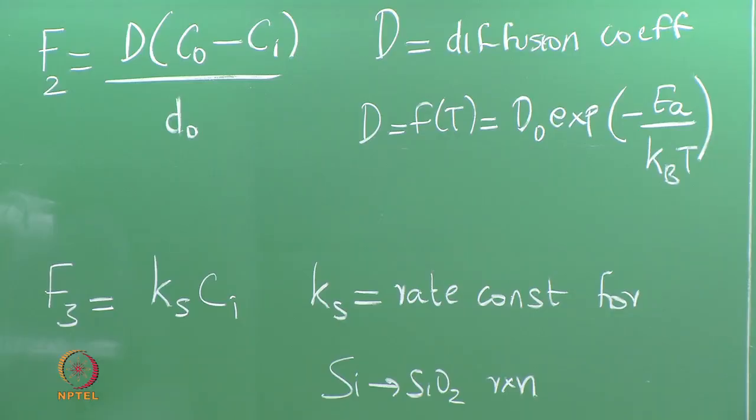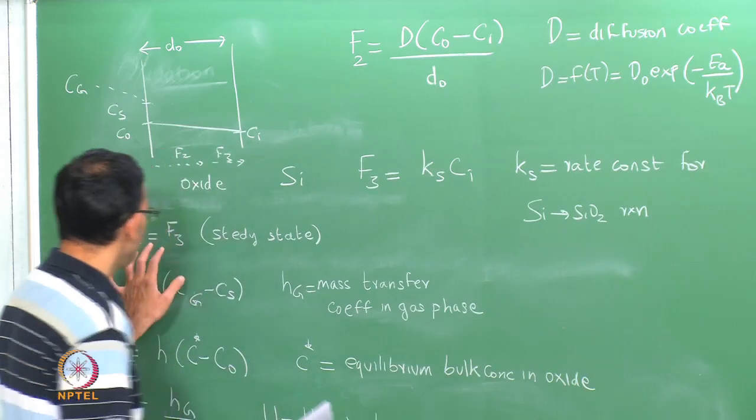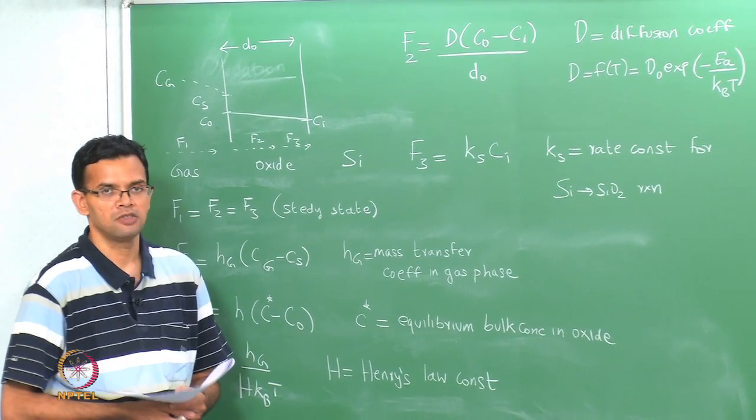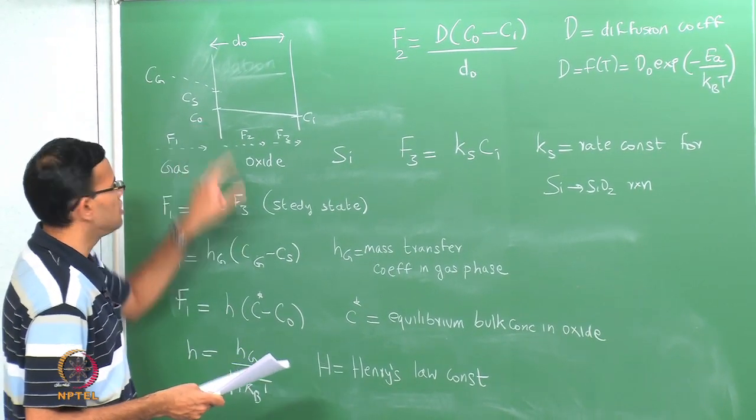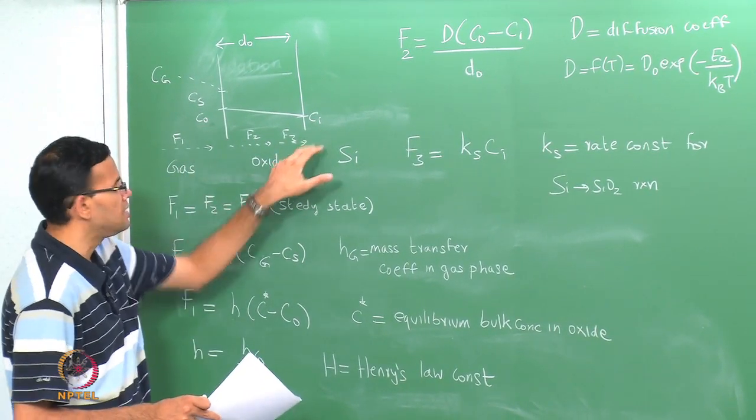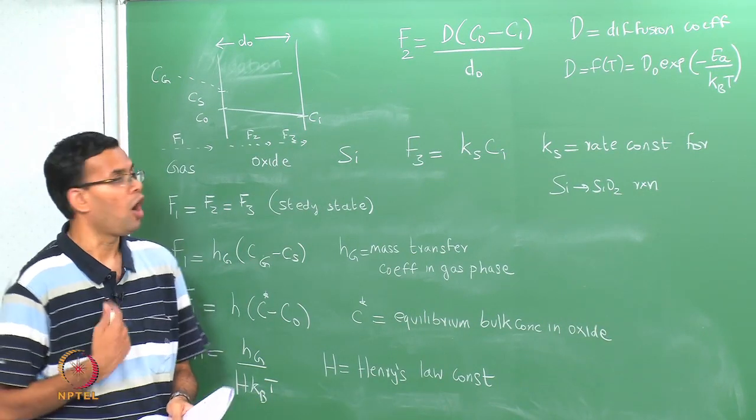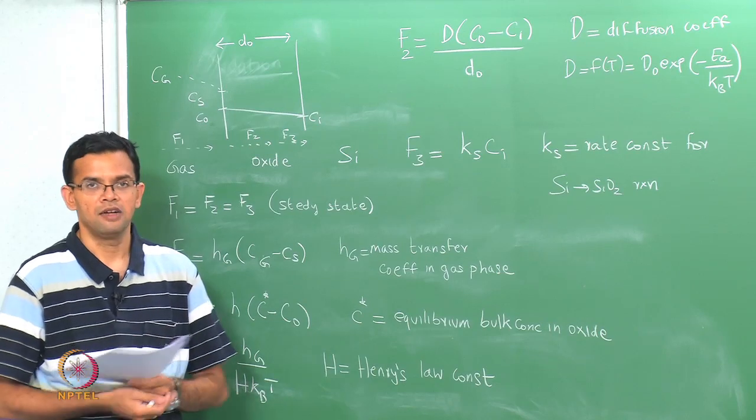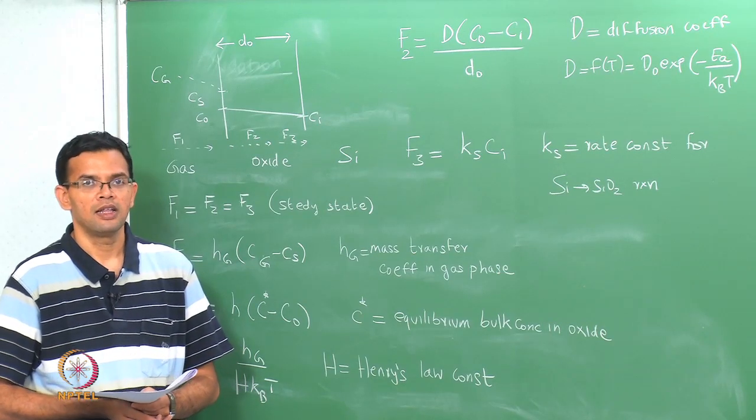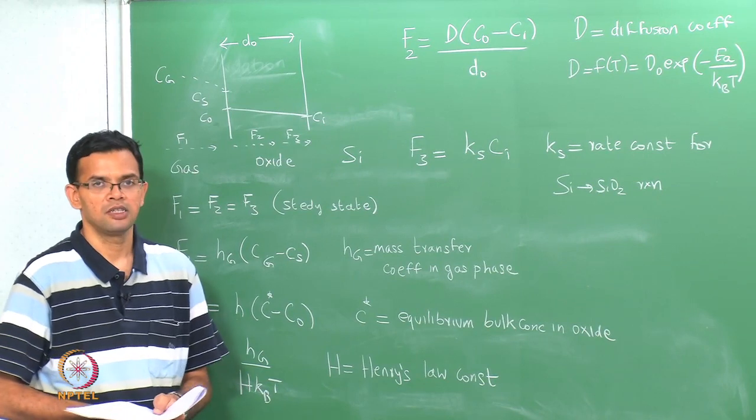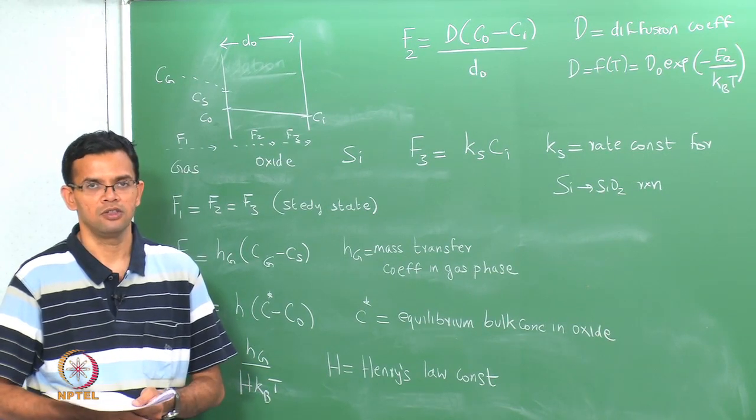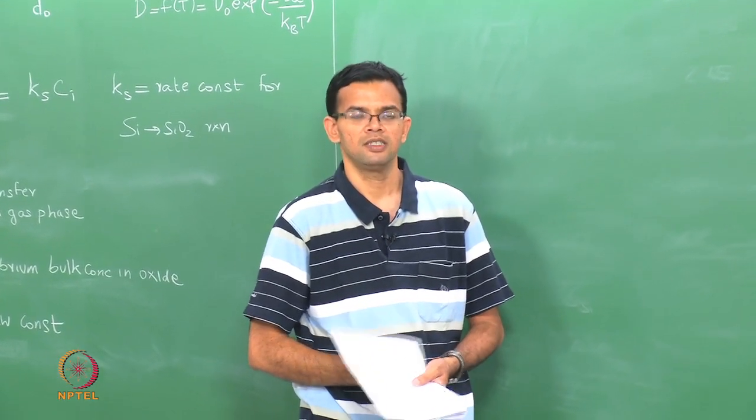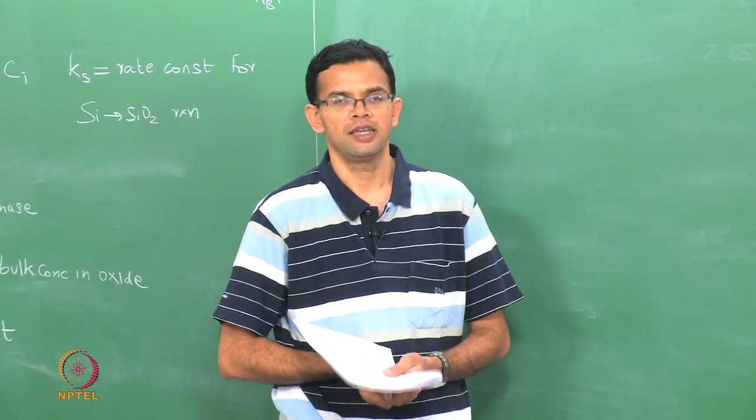So, by equating F1 equal to F2 equal to F3, it is possible to get the expressions for both C naught, which is the concentration at the surface, and Ci, and also how the thickness of the oxide layer changes as a function of temperature. There are usually two extreme cases when we look at oxide growth on the silicon surface.